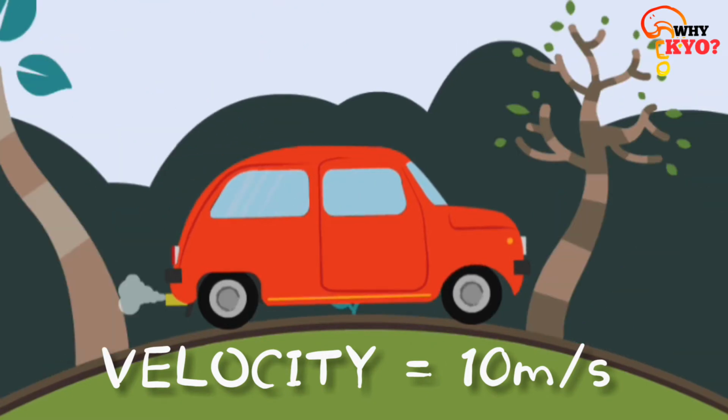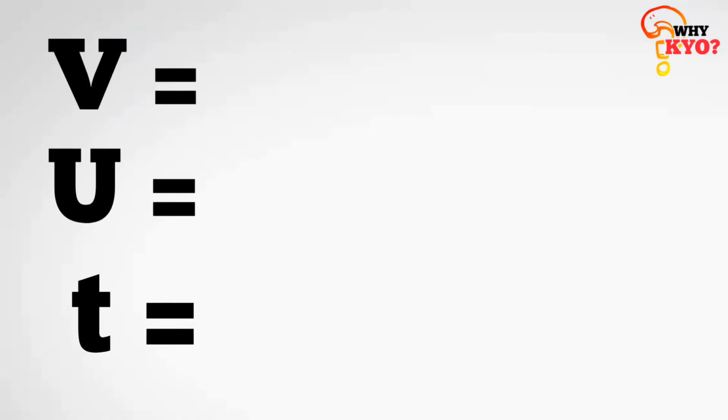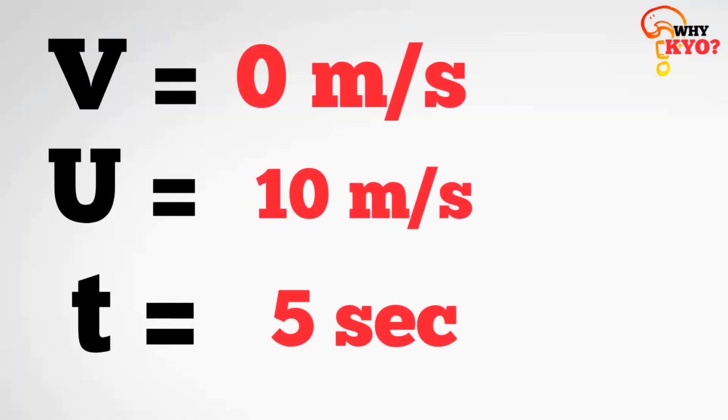And what's the final velocity? The final velocity means the velocity where the object stops moving. So guess the final velocity in this case. Yes, it's 0 meters per second. Now let us suppose that the car has stopped moving at time 5 seconds. So now we know our initial velocity, final velocity, and time.